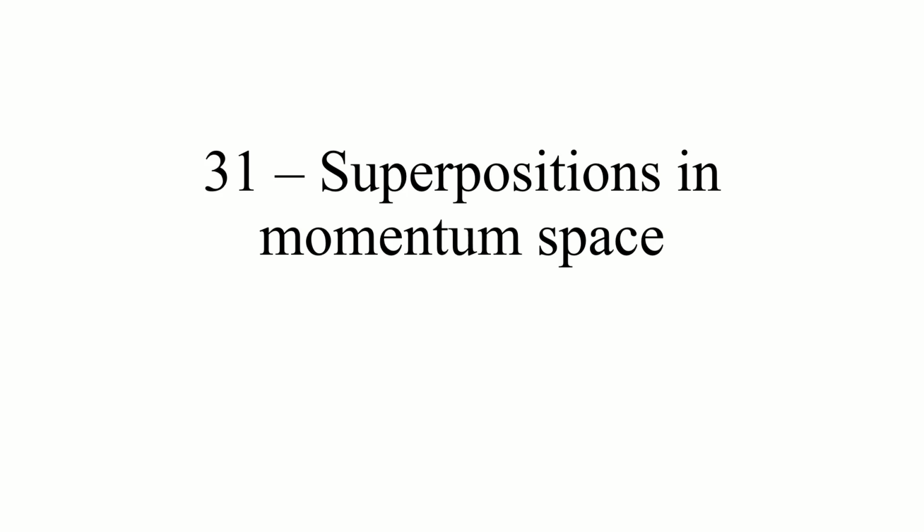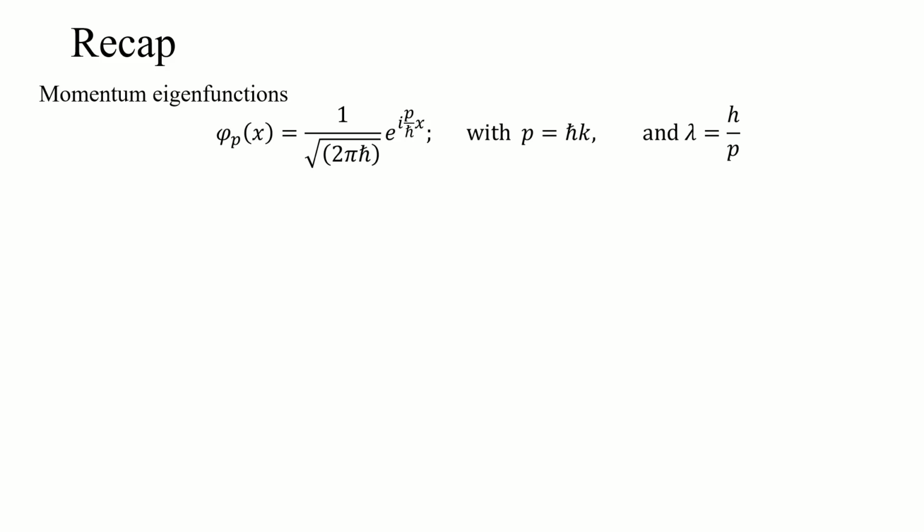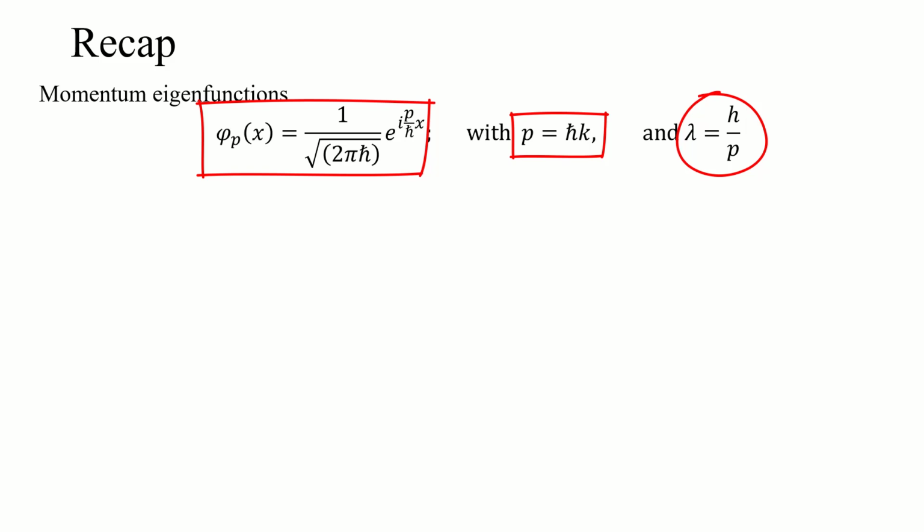We're going to look at superpositions in momentum space, which is generally how we can look at free particles. So to recap, these momentum eigenfunctions that we solved for last time look like this, right? They had eigenvalues of h bar times k, that wave vector, and that actually led us to the de Broglie relationship for the wavelength of a free particle.